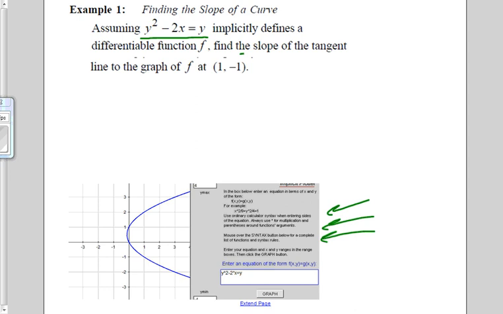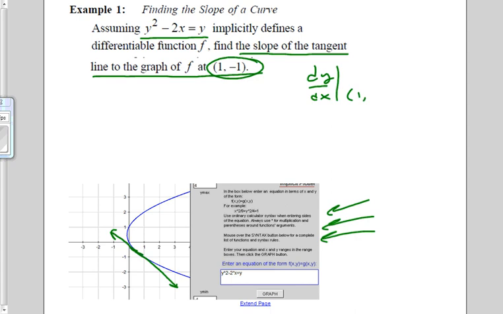It says find the slope of the tangent line to the graph of f at 1 comma negative 1. So we're talking about at this point here. We want to find the slope of that tangent line. Well, to find the slope of that tangent line, we just need to find the derivative at that point. So we need to find dy/dx at the point 1 comma negative 1. So to do that, let's take this derivative using implicit differentiation.